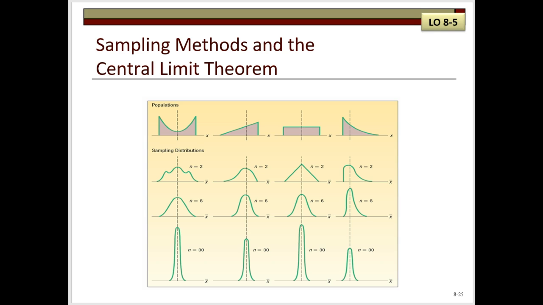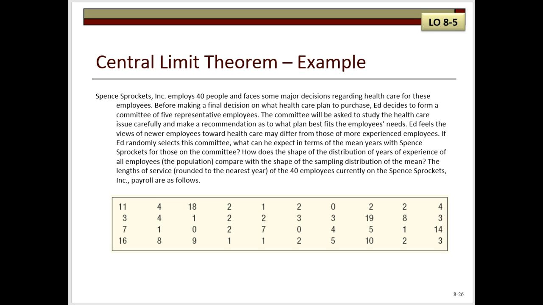Most statisticians consider a sample of 30 or more to be large enough for the central limit theorem to be employed. We use another example on this slide to develop an explanation of the essence of the central limit theorem. Spencer Sprockets employs 40 people and faces some major decisions regarding health care for these employees. Before making a final decision on what health care plan to purchase, Ed decides to form a committee of 5 representative employees. The committee will be asked to study the healthcare issue carefully and make a recommendation as to what plan best fits the employees' needs.